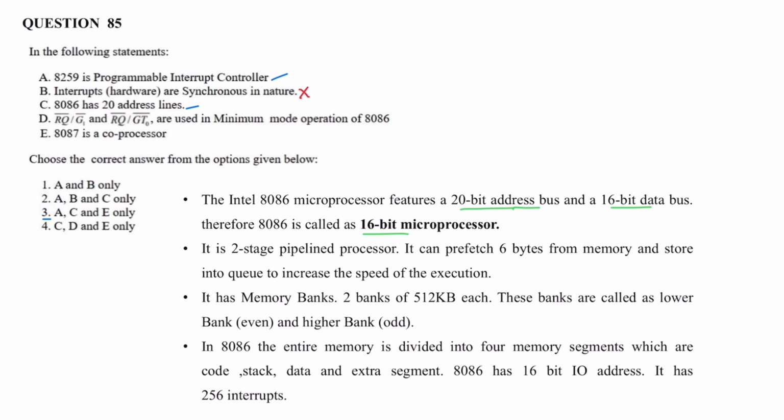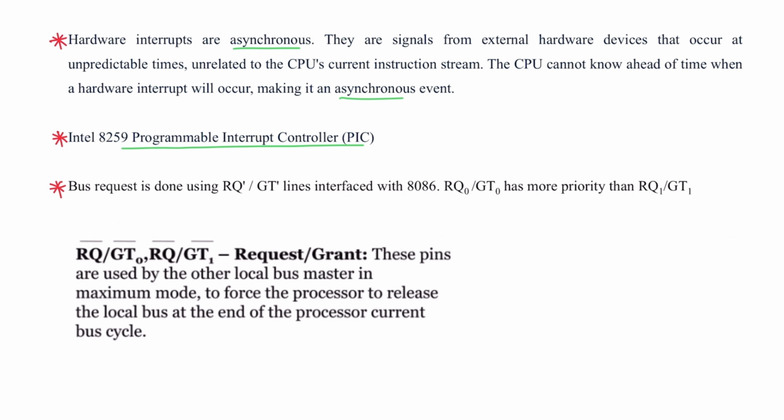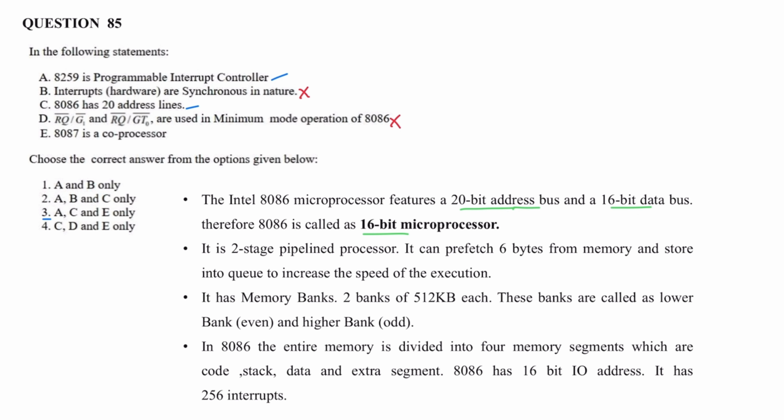Next, statement D: RQ bar/GT1 bar and RQ bar/GT0 bar are used in minimum mode of the 8086 microprocessor. Statement D is incorrect. These RQ bar/GT0 bar and RQ bar/GT1 bar are request/grant pins. These pins are used by the other local bus master in maximum mode to force the processor to release the local bus at the end of the processor's current bus cycle. So it is used in maximum mode of operation, not minimum mode.